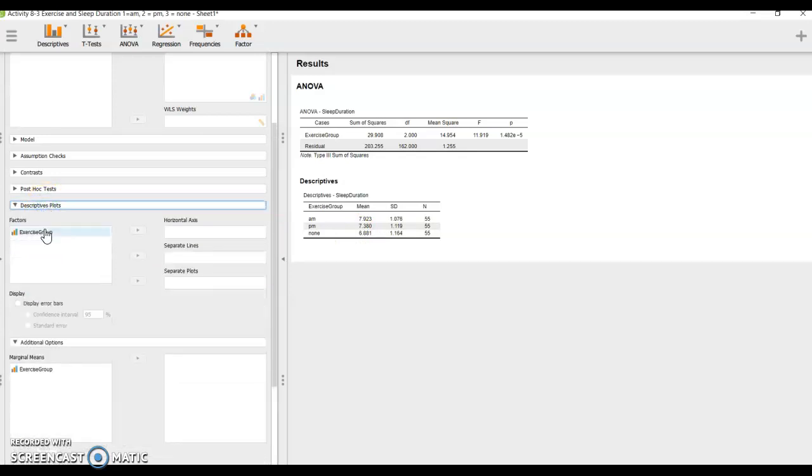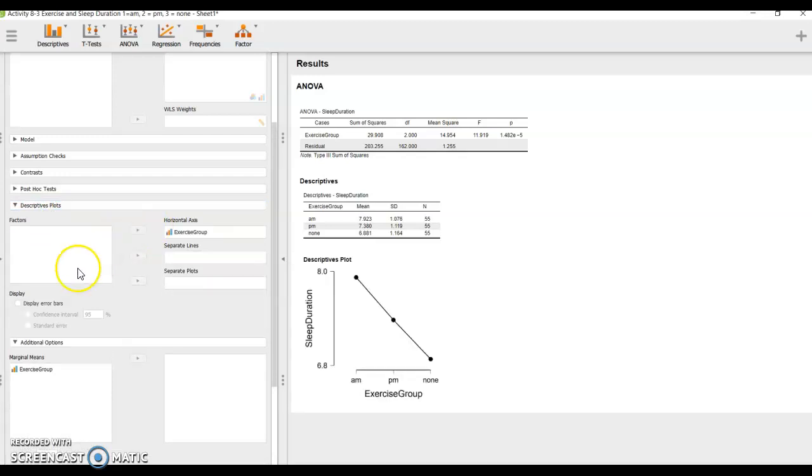I'm going to click on descriptive plots and look at exercise group. And I'm also going to look at error bars here. I'm going to look at confidence intervals around them. Okay. So each data point is the average for the group. So we're looking at the average sleep deprivation in our three groups there.